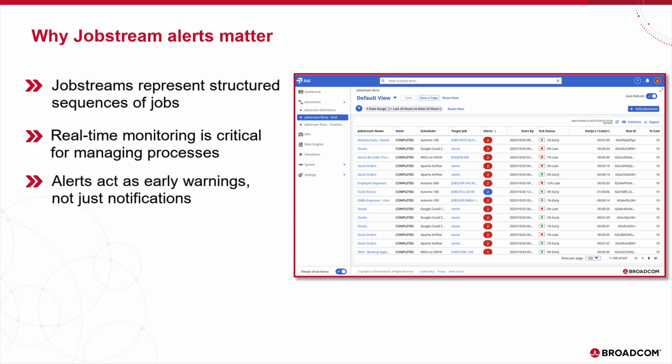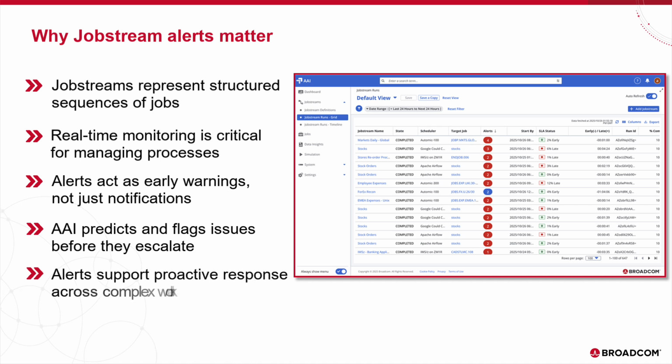Alerts in AAI are more than just notifications. They're your early warning system, designed to identify issues before they escalate. Whether it's a late start time or a job stream that's unlikely to finish, AAI can detect the issue early and trigger a precise alert to help you respond proactively. And because job streams can even span multiple schedulers and time zones, activating alerts is essential for managing complex, distributed workloads.